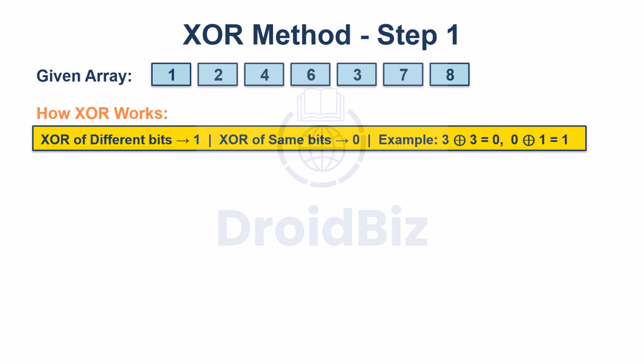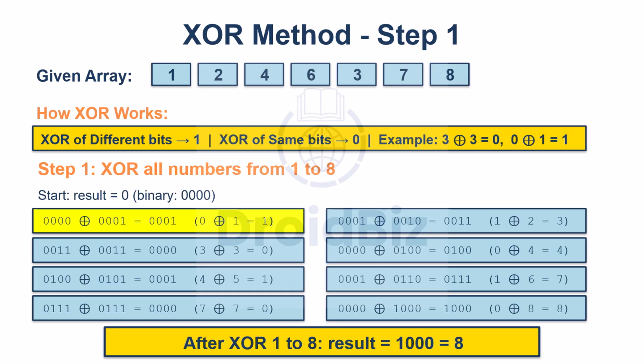The rule is simple. When bits are different, the result is 1. When bits are the same, the result is 0. For example, 3 XOR 3 equals 0, and 0 XOR 1 equals 1, shown in the yellow box. Now, let's XOR all numbers from 1 to 8. We start with result equals 0, which is 0, 0, 0, 0 in binary.